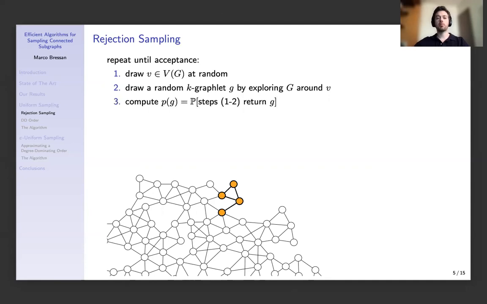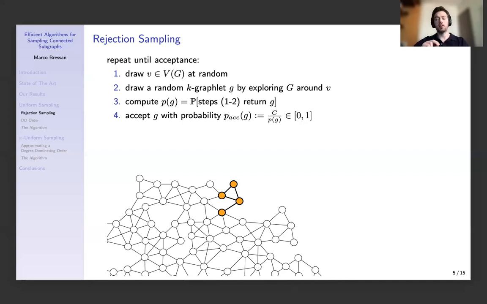Then we compute the probability, that I denote by P of G, that the first two steps return exactly the graphlet that I have seen. And at this point, I can perform rejection sampling. I will accept the graphlet with the probability P_x that is inversely proportional to the probability that I computed. I must make sure that this probability is well defined so that it lies in [0, 1]. And so the constant C at the numerator must be sufficiently small.